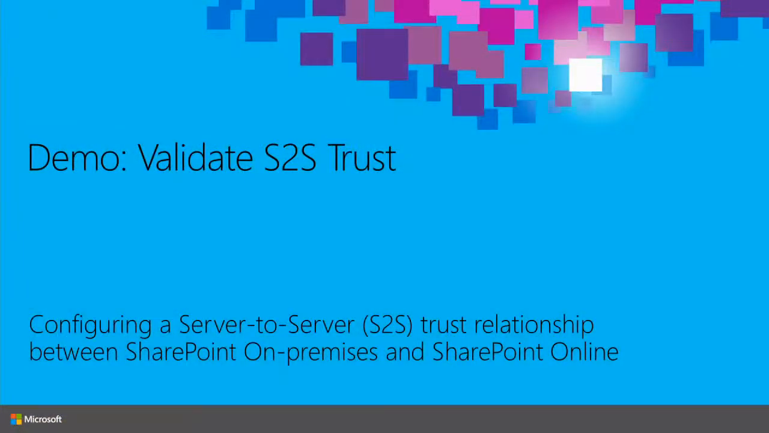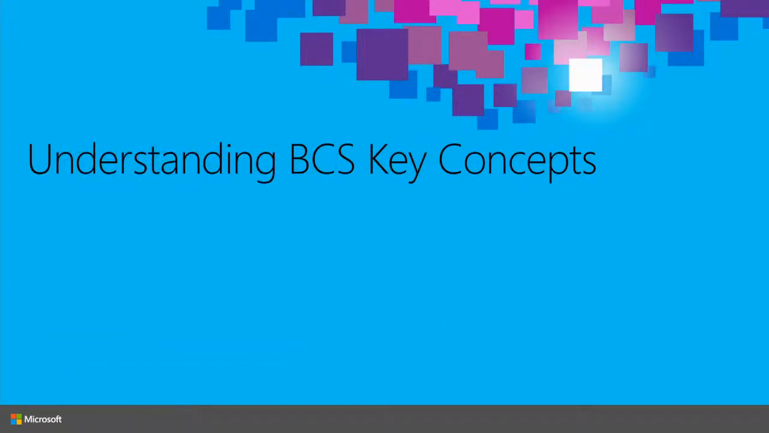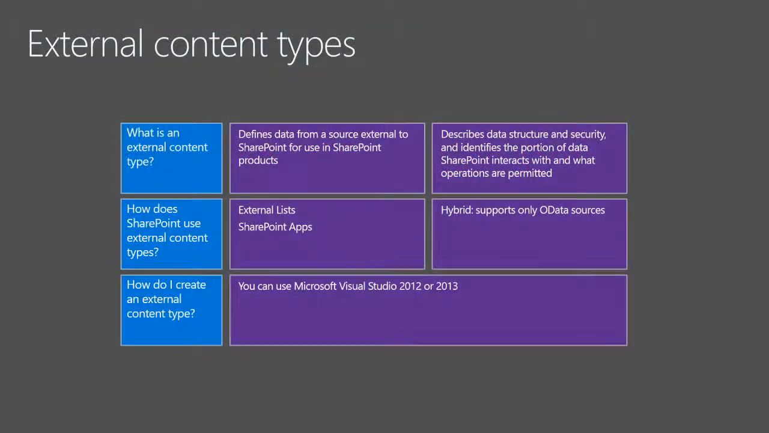Okay, brilliant. Thank you, Manas. So hopefully you can all appreciate now we're at the point where our hybrid environment's configured. We have the trust relationship established between the on-premises environment and Office 365. So we can now start to think about configuring some of the hybrid workloads. Before we take you through the steps to configure BCS, we thought it'd be worth just covering off some of the key concepts around BCS.